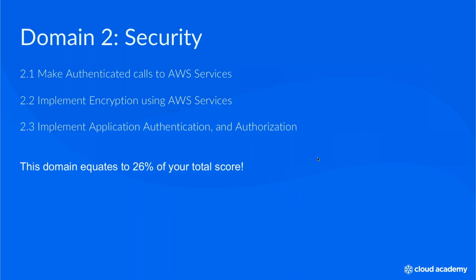So today's session is going to focus on Domain 2, centered around security. And this is broken down into 3 different subdomains that you'll be assessed upon within the exam. And these being 2.1, make authenticated calls to AWS services, 2.2, how to implement encryption using AWS services, and 2.3, implementing application authentication and authorization. And this domain equates to 26% of your total score, so it's definitely worth investing some time into this area.